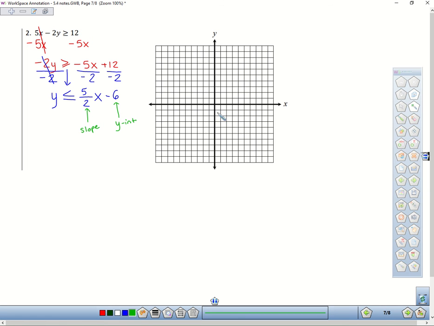So I go down 1, 2, 3, 4, 5, 6 units. And then the slope tells me where to go from there. So we're going to go up 5 units: 1, 2, 3, 4, 5. Over 2. Good, over 2, 1, 2.